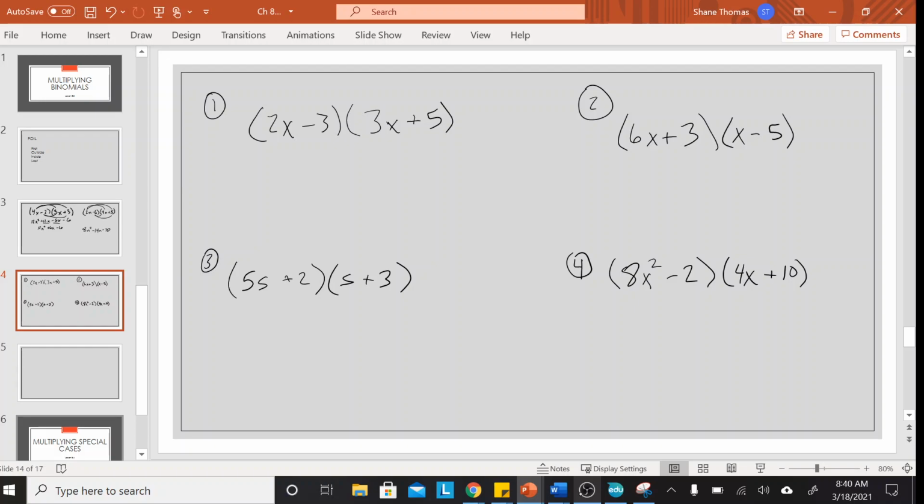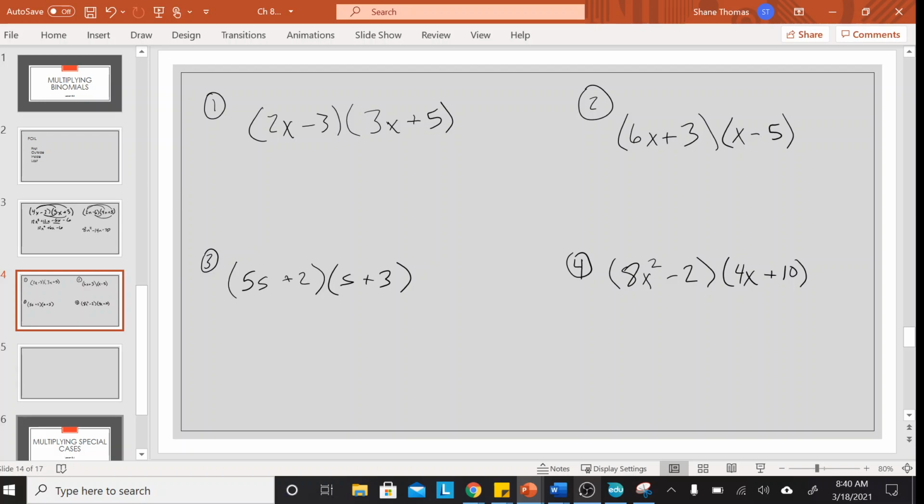Looks good. Number 2, multiply 6x and x to get 6x squared. 6x and negative 5 is negative 30x. 3 and x is 3x. 3 and negative 5 is negative 15. Combine the like terms in the middle. It's 6x squared minus 27x minus 15.